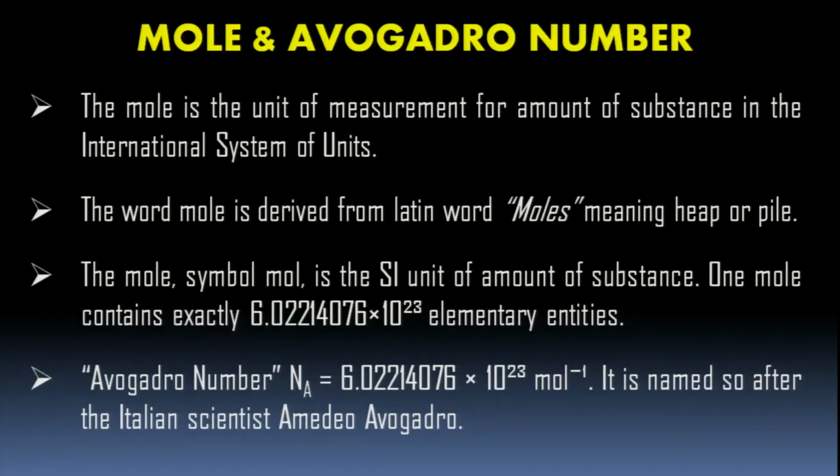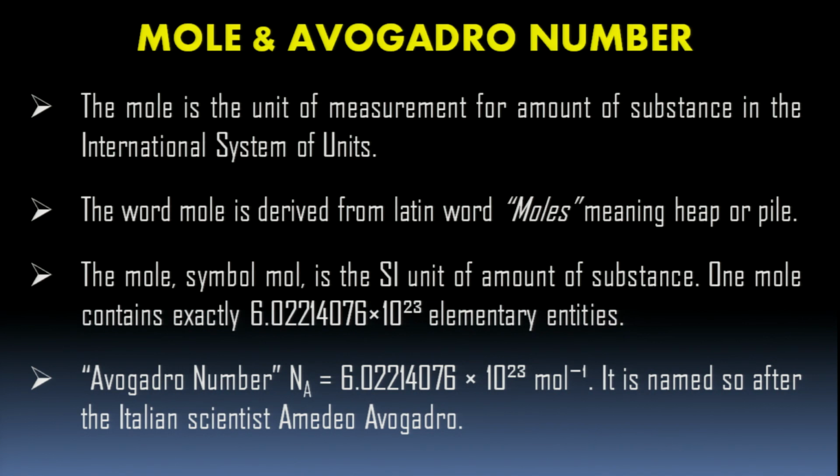Now, one more concept is there, mole and Avogadro number. Mole concept. Okay. What is this mole? M-O-L-E. What is this mole? The mole is the unit of measurement for amount of substance in the International System of Units, that is SI unit. You have heard about SI unit? Yes. In SI, it has been suggested to be the unit of measurement for amount of substances.